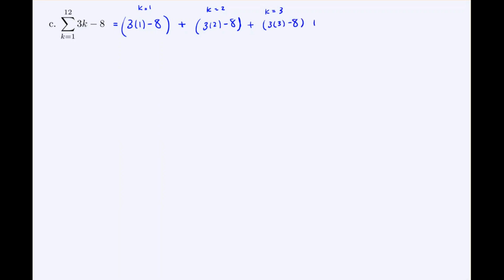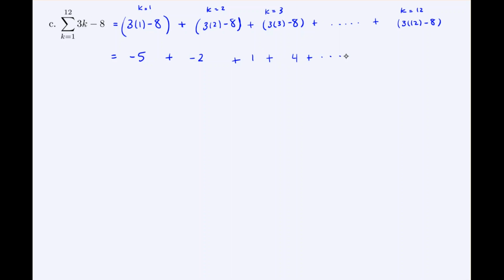Now I think we can see that this would be a somewhat lengthy process. And definitely if we're patient, we could deal with this a piece at a time. Just to get some intuition, let's write out the first few terms. 3 minus 8 is a negative 5. Now 3 times 2 is 6, minus 8 is a negative 2. 3 times 3 is 9, minus 8 is a positive 1. If I was to find the fourth term, that would be 3 times 4 is 12, minus 8 is 4.